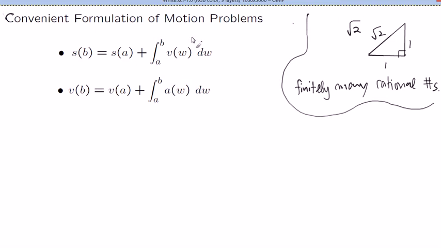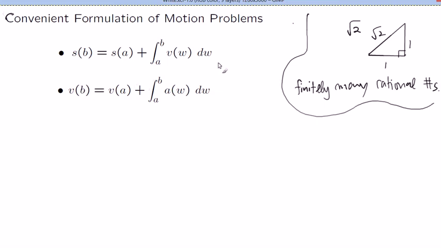Right, so if you look at this definite integral, what is the antiderivative of V(w)? S(w), right? The position function. So if you move this thing to the other side, you see S(b) minus S(a), right? That's exactly the definite integral, slightly rearranged. Do you see that?